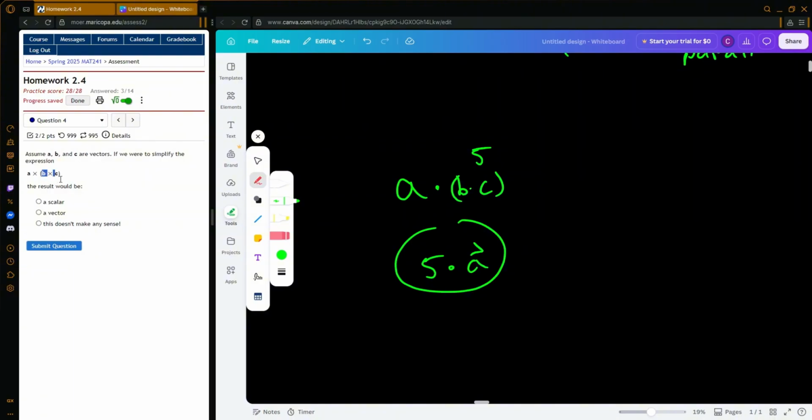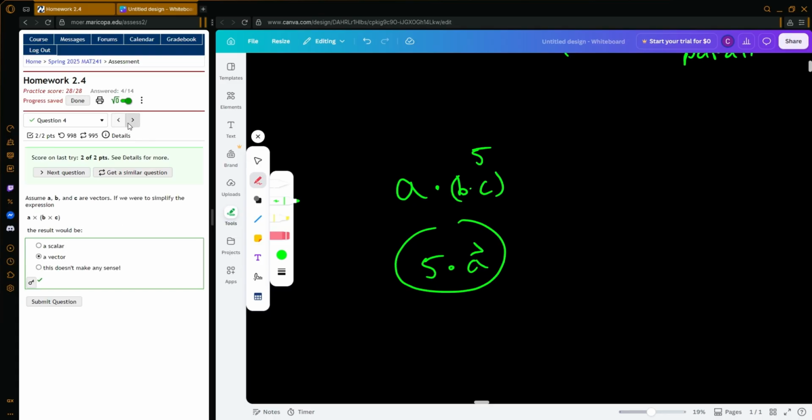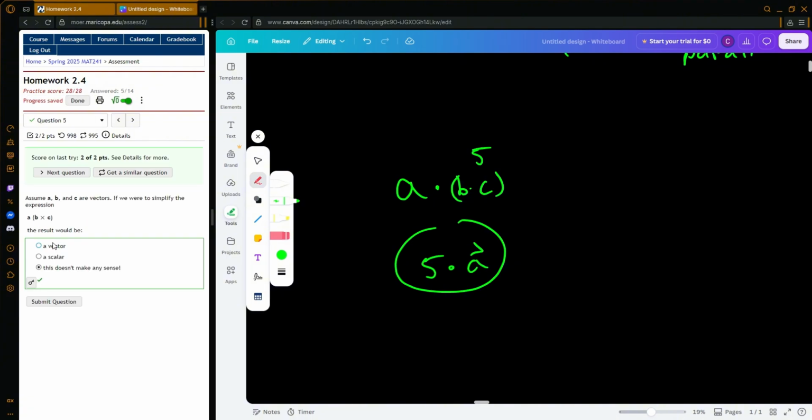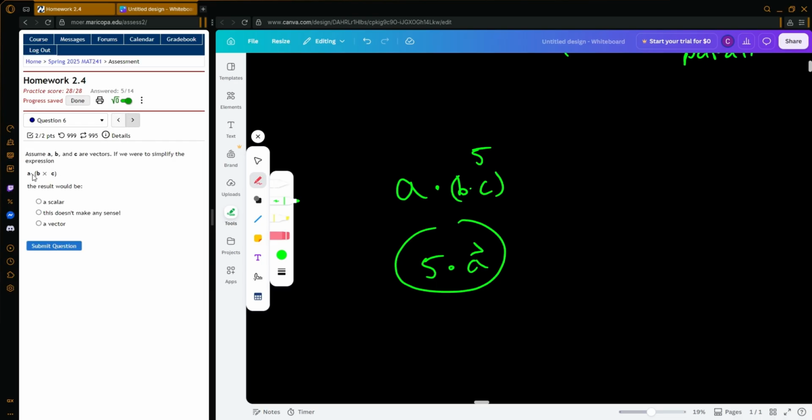Okay, so B cross C is going to give you a vector, and then A cross that is also going to give you a vector. So this is a vector, we have to remember. We have B cross C, and we have a vector here, and they're being multiplied, but I don't see a dot. So we have a vector, and then nothing, and then a vector. So I'm going to say this doesn't make sense. If there's a dot here, then that would make sense. Okay, there's the dot. So this produces a vector, and then A dotted with a vector is going to give you a scalar.